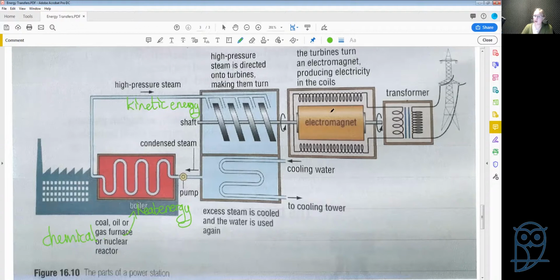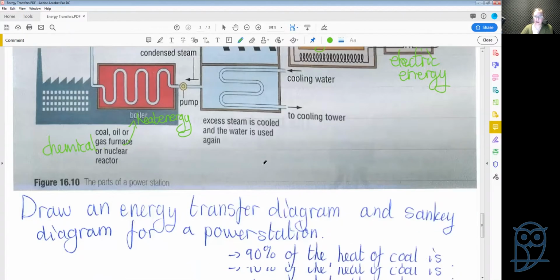This turns an electromagnet. So now this kinetic energy is turned into magnetic energy. The magnetic energy rotates in a coil, which turns it into electric energy. Okay, so here we've got magnetic energy, and here, finally, out the end, we've got electric. So this is remarkably complicated.